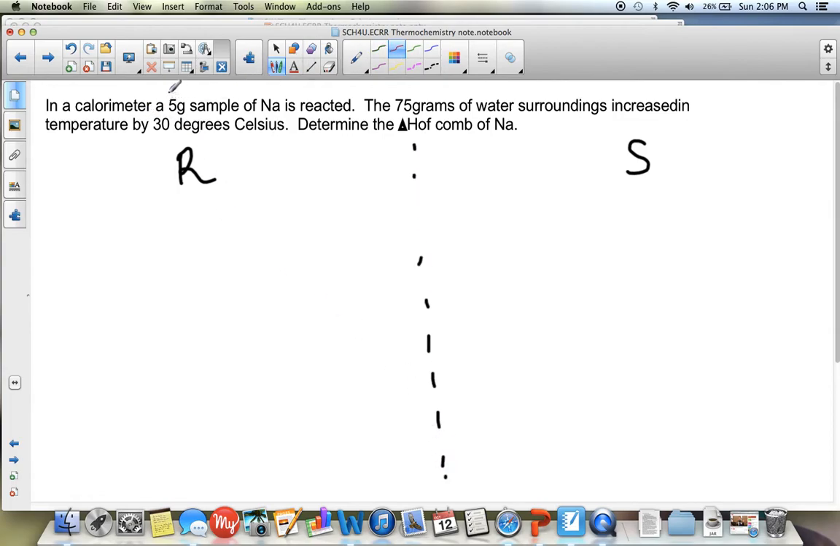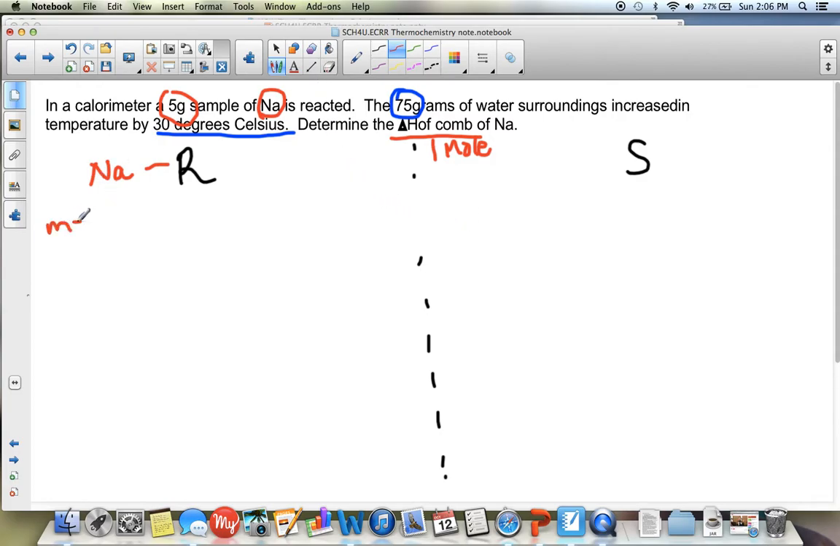On the contrary, if we go to a question like this, we have a 5-gram sample of sodium, 75 grams of water, that's our surrounding, a 30-degree temperature change, and it wants to know the heat of combustion. Here's where that definition comes in. The heat of combustion is for 1 mole of sodium. It doesn't matter the reaction, it's for 1 mole of sodium.